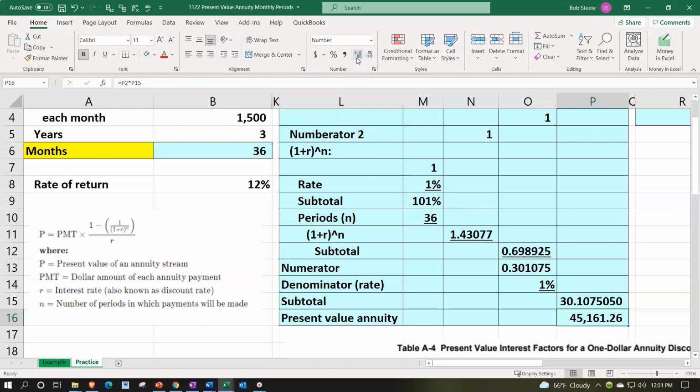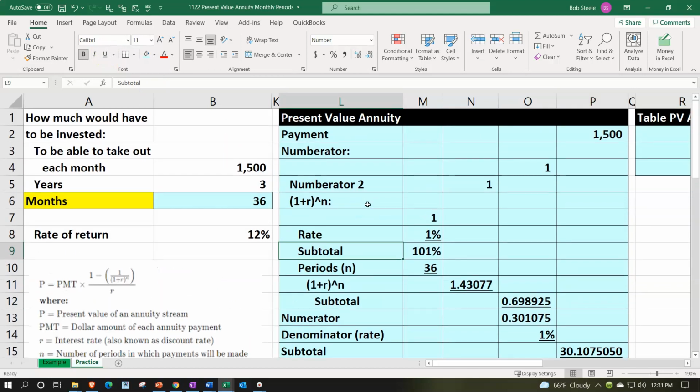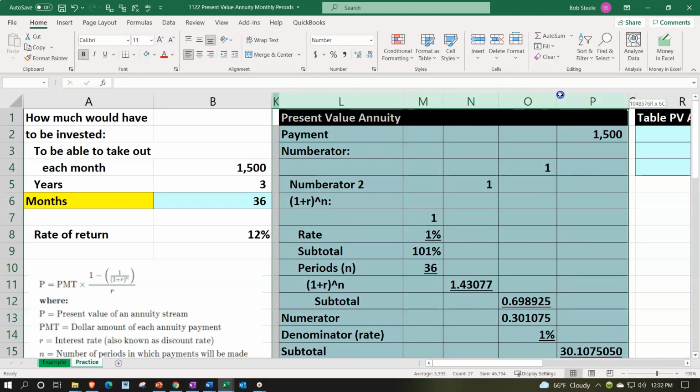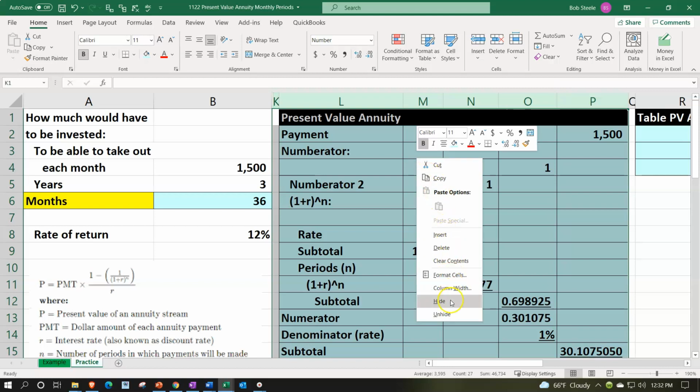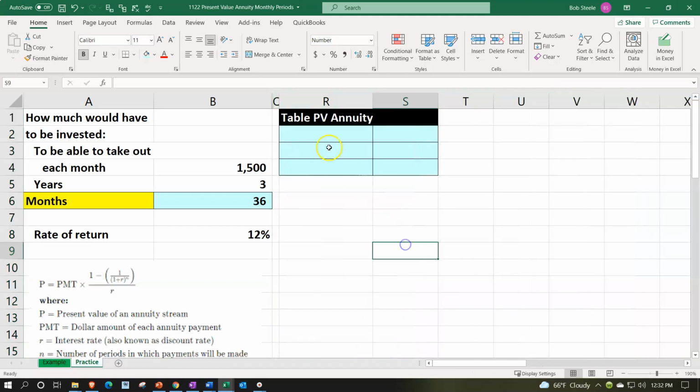We're at the 45,161.26. Let's put an underline here while we are at it. Home tab, font group, underline. So there we have that again. Now let's do it with the tables. So let's go ahead and hide some cells here from K on over to P, K to P, right click, and let's hide those cells. Don't delete them, just hiding them.